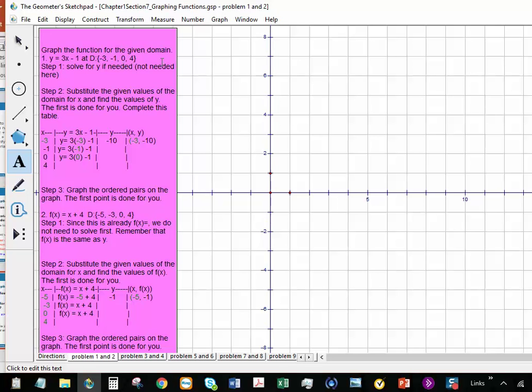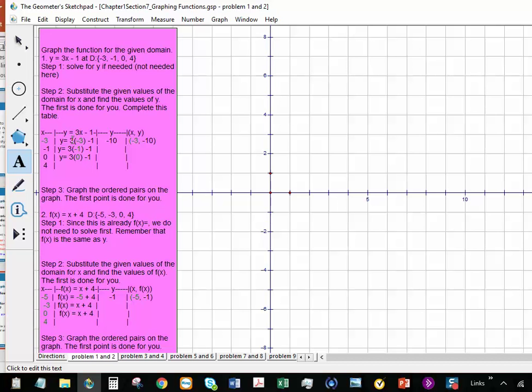It says graph the function for the given domain y equals 3x minus 1, and then they give you specific values of the domain. So this is just going to be a set of points. Sometimes you might have to solve that for y first, but that's already been done. Now we're going to take those values of the domain, -3, -1, 0, and 4, and replace them wherever you see an x and find what the y value is.